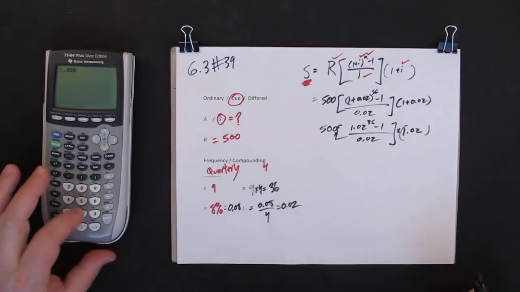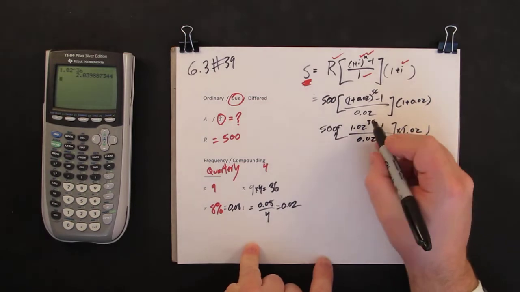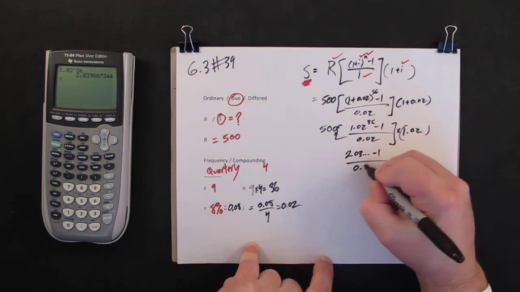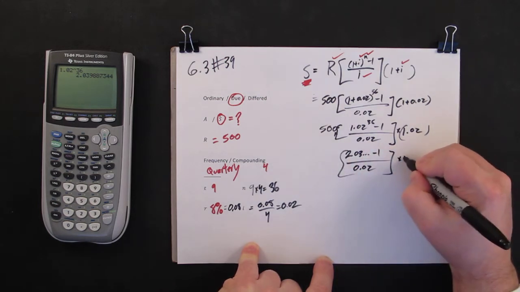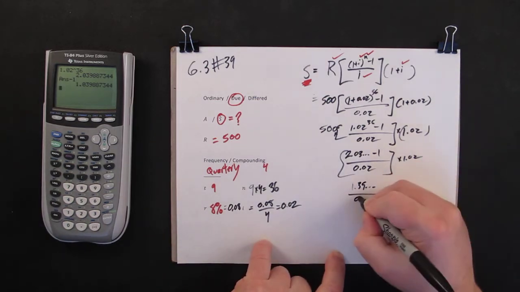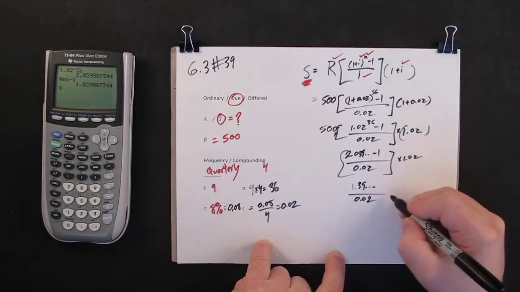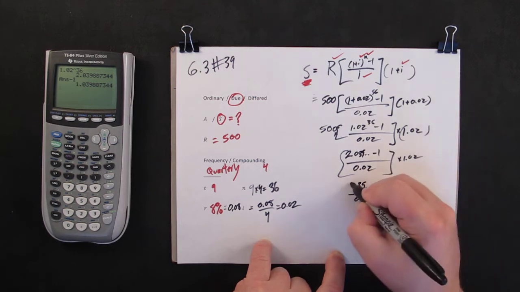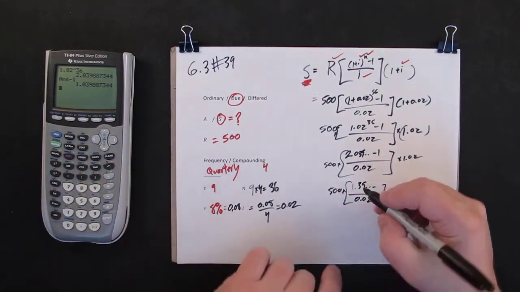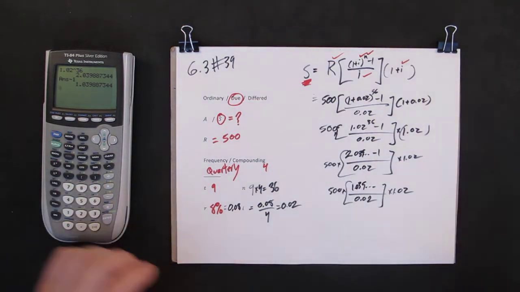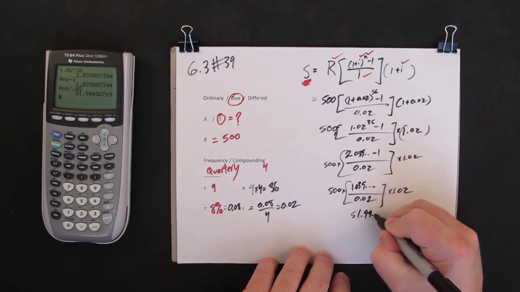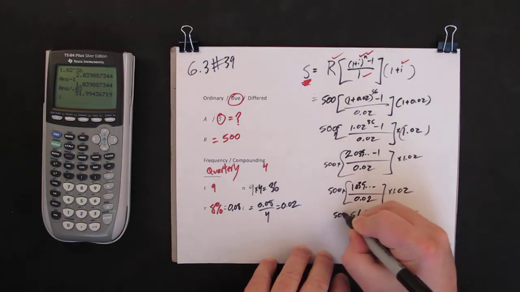Okay. So 1.02 to the 36 is roughly 2.03. Again, keep all the decimals in the internal calculation. So subtract 1. That gives us 1.03. Divided by our period interest, 0.02, gives this 51.9, times 1.02, and then times our payments.